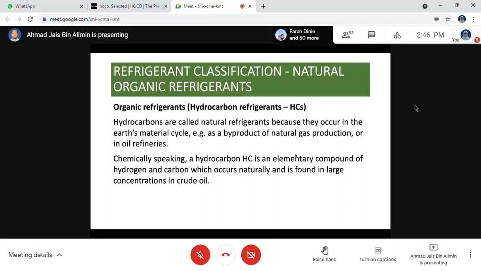And hydrocarbon is actually the elementary compound of hydrogen and carbon, and anything related to crude oil processing, you can actually obtain this. So this is what we call organic. Organic means that you obtain it from natural means, from the minerals available from the earth itself. It's not synthetic. It's not something that you made up through a specific chemical processing, or what we call a lab process.